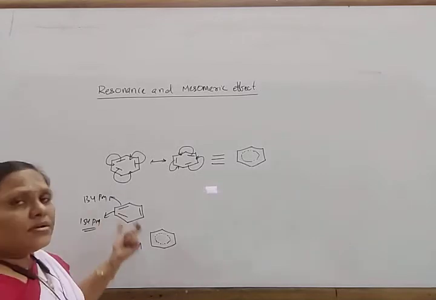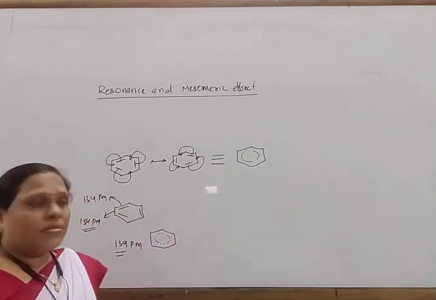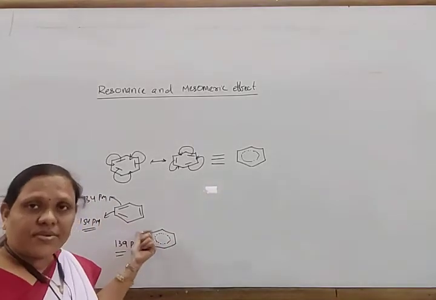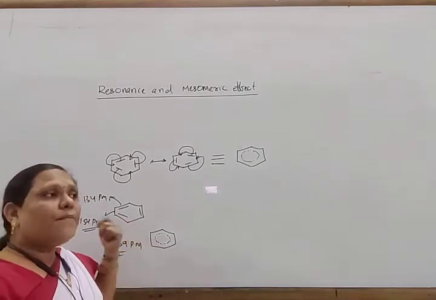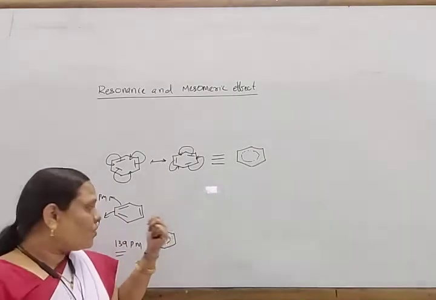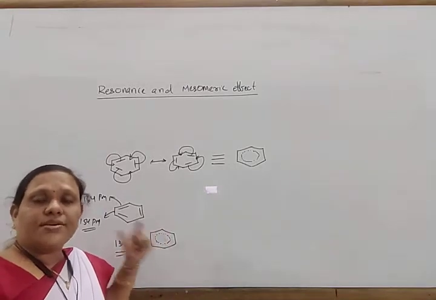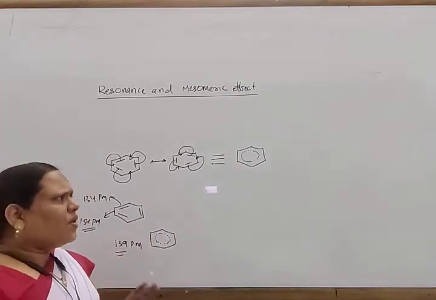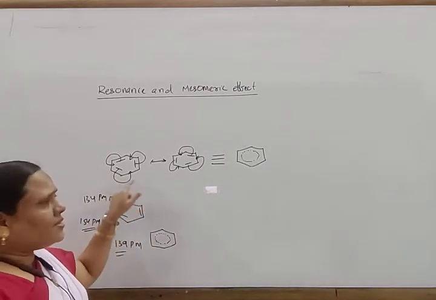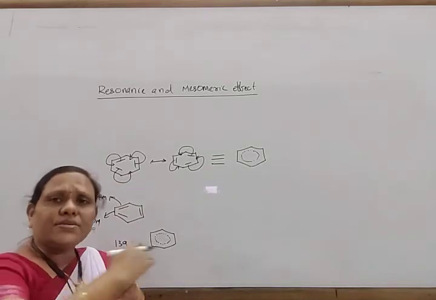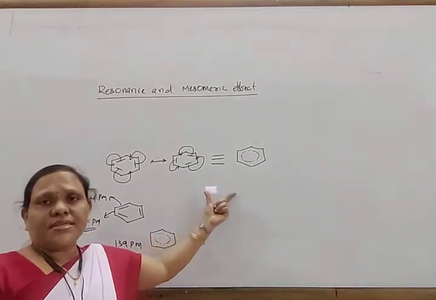So if this is a double bond, then it should undergo addition reaction. But actually this benzene is more stable. These pi electrons are more stable. In this way, they undergo a substitution reaction instead of addition reaction. So all these properties cannot be explained by this structure, but somehow it tries to explain the characteristic properties.